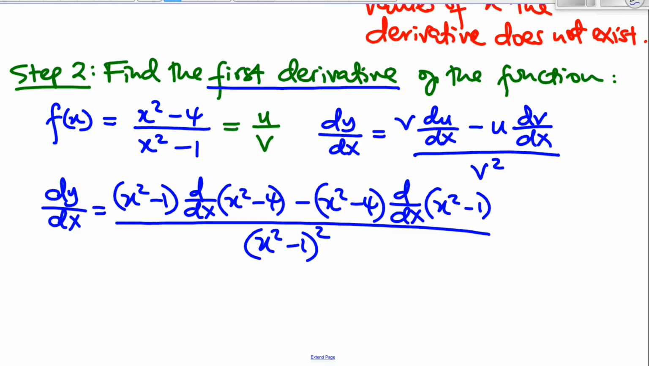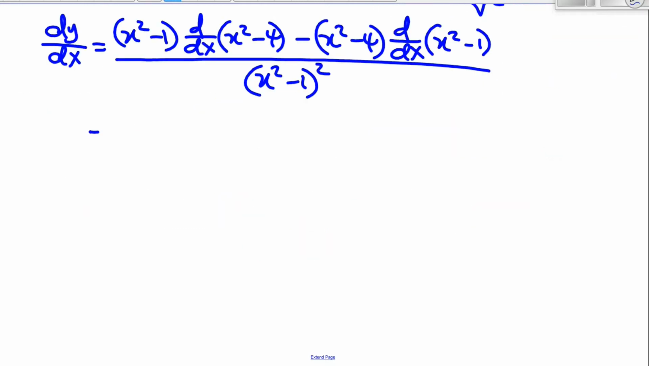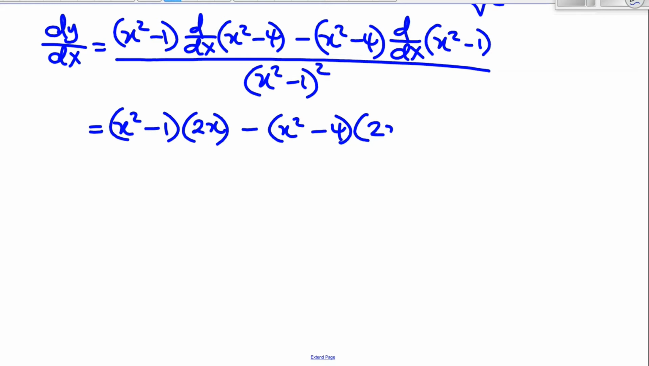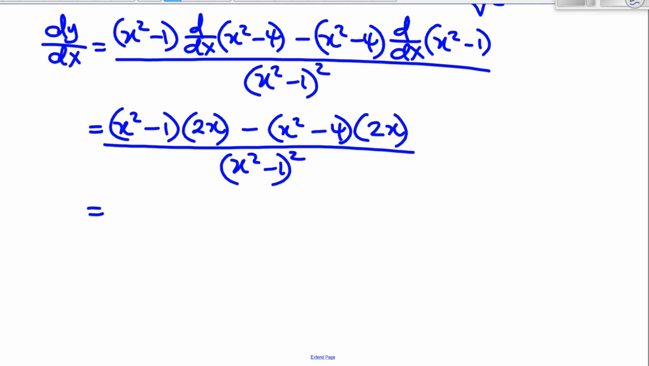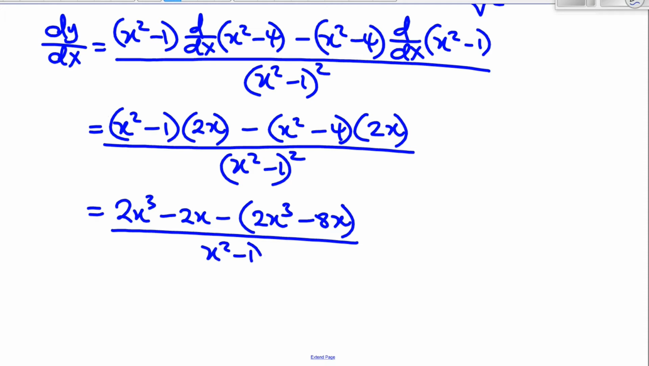Okay, let's carry on. We need to simplify this, which means you're going to end up with x squared minus 1 multiplied by 2x, derivative of x squared is 2x, minus x squared minus 4, derivative of x squared again is 2x, over x squared minus 1 squared, which will give me, okay, I need to FOIL the numerator, so 2x cubed minus 2x minus, I'll just leave this in bracket because of the minus, so 2x cubed minus 8x, all this over x squared minus 1 squared.